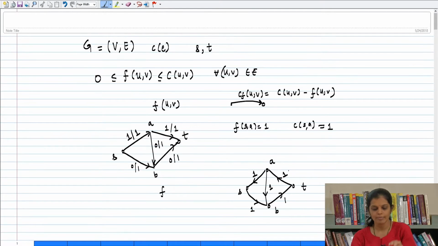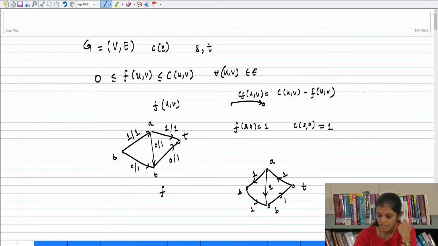So what does it say? For every edge which is present in the original network, you have an edge in the same direction, which will have capacity equal to C of uv minus f of uv, and you retain that edge only if the capacity happens to be greater than 0, otherwise there is no point in retaining it, and that is why we deleted this edge.